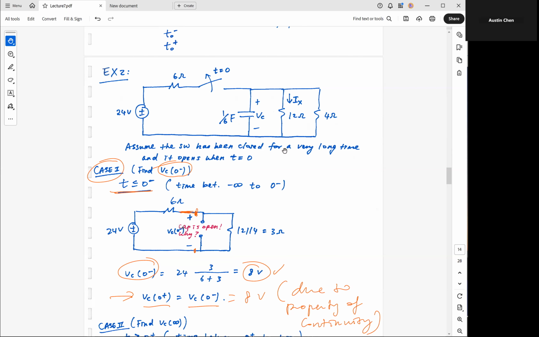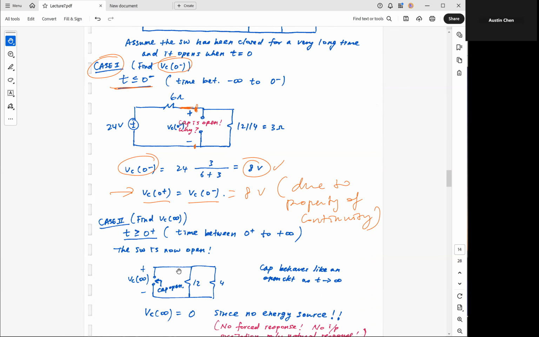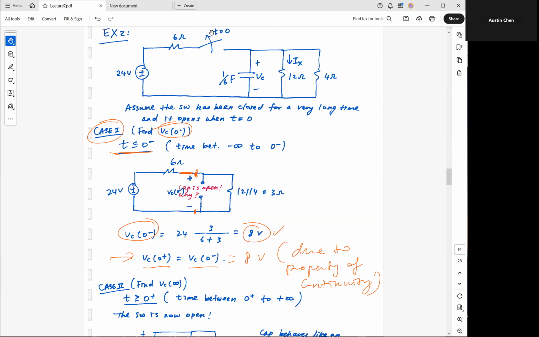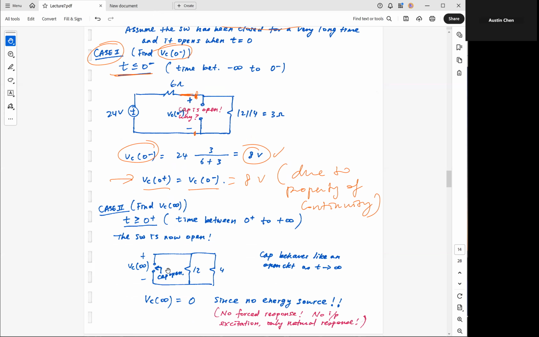Only this part. So now if I just get rid of this part and just focus on this, copy and paste, take this entire thing and move it over to here. So this corresponds to the circuit after the switching event. The switch is now open. Then our goal here is to find VC at infinity.